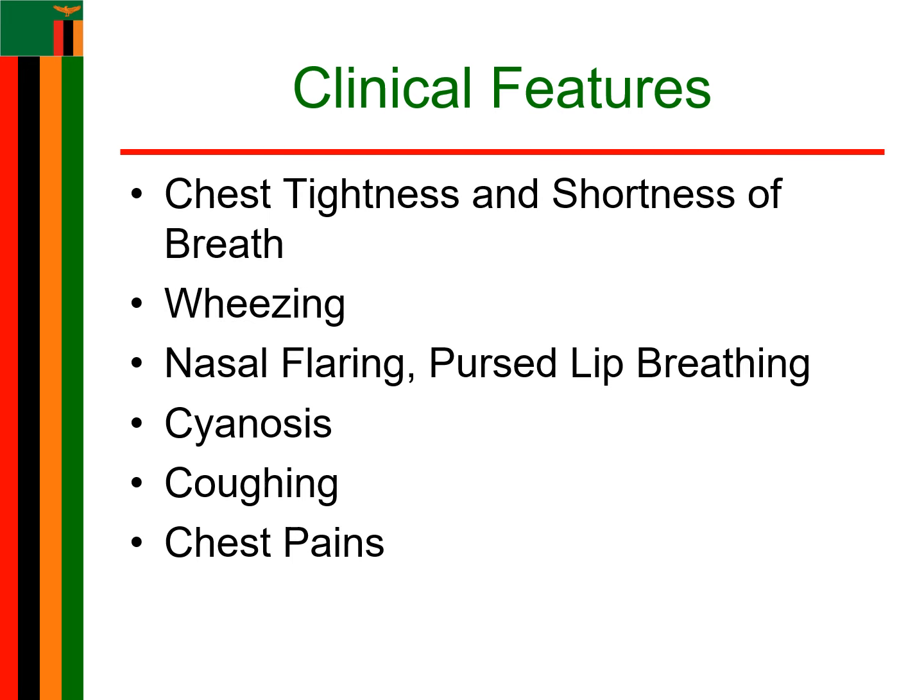Let's take a look at the clinical features of asthma. So, one of the clinical features of asthma is chest tightness and shortness of breath. This is due to exposure to an allergen or irritant such as dust, smoke, and others, which can cause inflammation of the airways. The other clinical feature is wheezing.